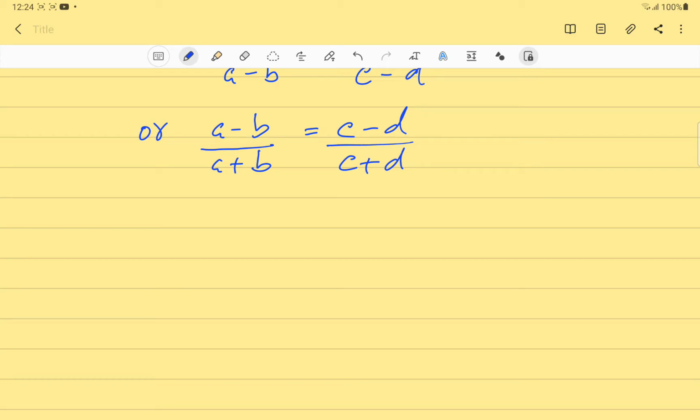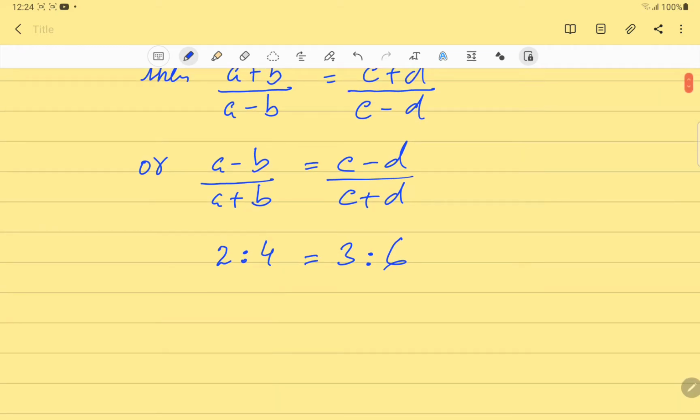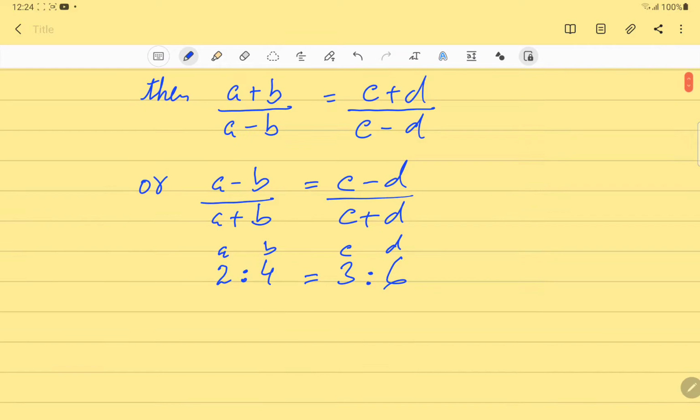Now let us take one example to see if it really works or not. Suppose we have 2 ratio 4 is equal to 3 ratio 6. Here this 2 is equal to A, 4 is B, 3 is C and 6 is D. So let's apply it. We can write (2 plus 4) over (2 minus 4) equals (3 plus 6) over (3 minus 6).